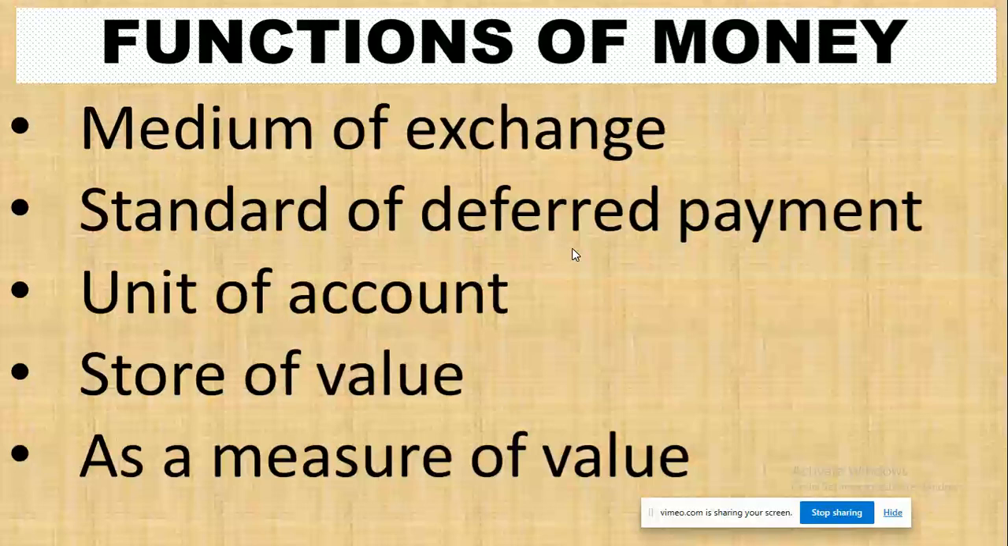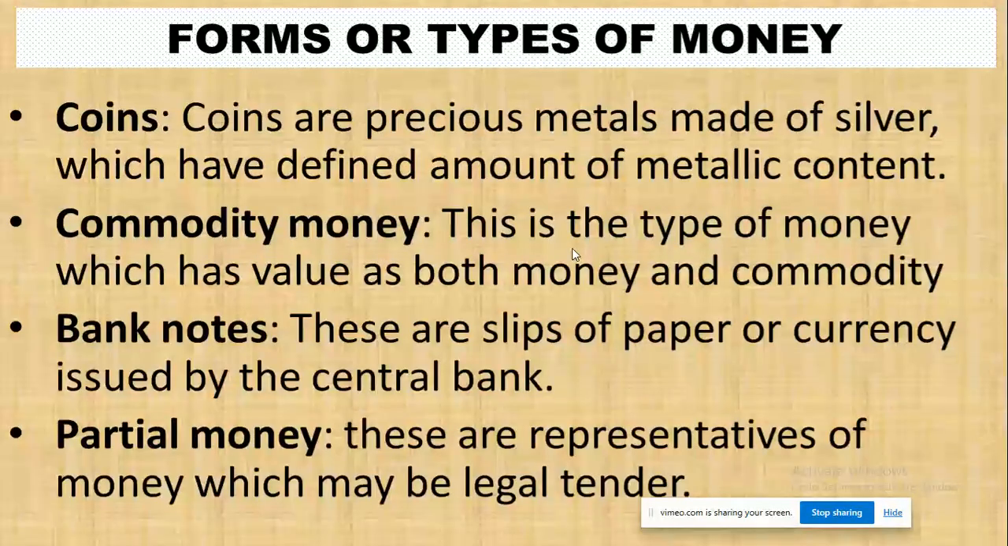Okay, let's look at the functions of money. The following are the functions of money. As a medium of exchange, we use money for the exchange of goods and services. Standard of deferred payments: we also use money for deferred payments. Then unit of account: money serves as a unit of account. Then store of value: we can use money to store value or quantities of goods and services. Money can serve as a medium of value. These are the functions of money, as you can see on your screen.